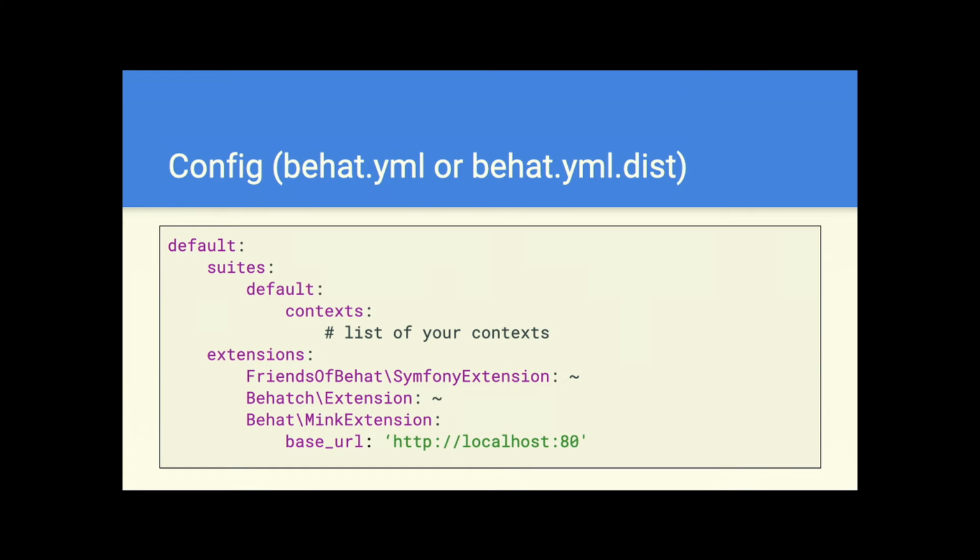Inside your YAML file, it'll look a little bit like this. You define your default suite. You define your list of contexts, and you describe the extensions that you want to use and how you want to use them. Mainly the base URL, which is where your test server will run. Mostly this is localhost, unless you're fancy like me and use your own subdomains for everything.